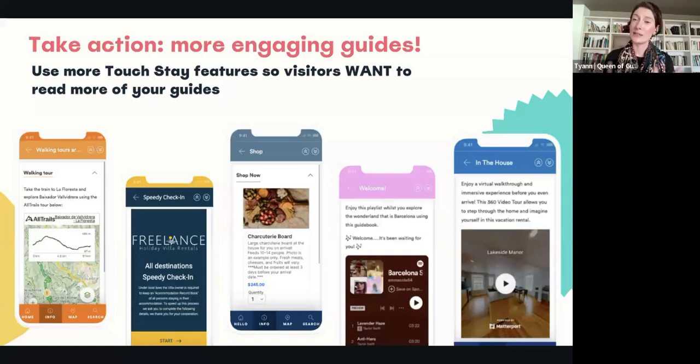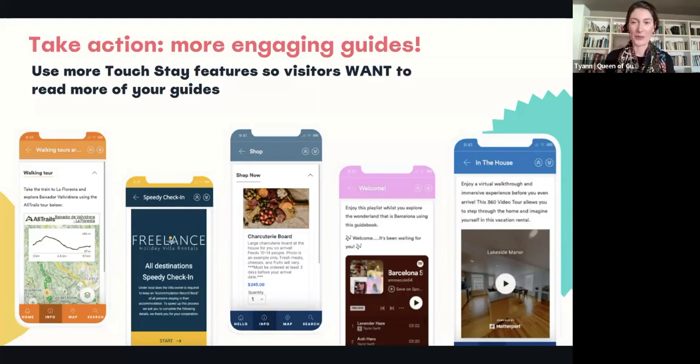And of all the custom elements that we've released so far, Matterport is the most used one by our customers, and we see it being added more and more every day. It's just an absolute no-brainer. It's very easy to do. Guests love it. And it's a great way to build anticipation before arrival.